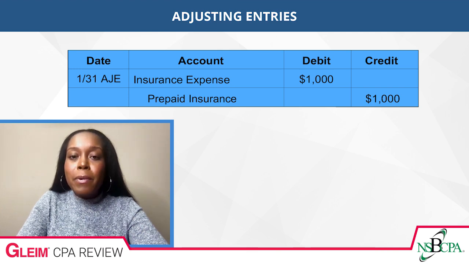The using up of the insurance is an expense of the month of January. So we debit insurance expense for the $1,000 adjustment. This same methodology would also be used for the rent that our company pays in advance.